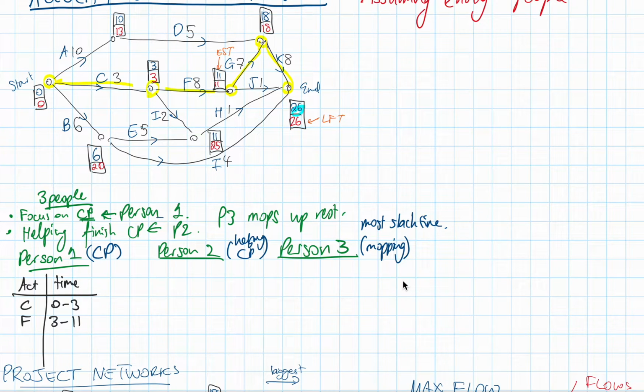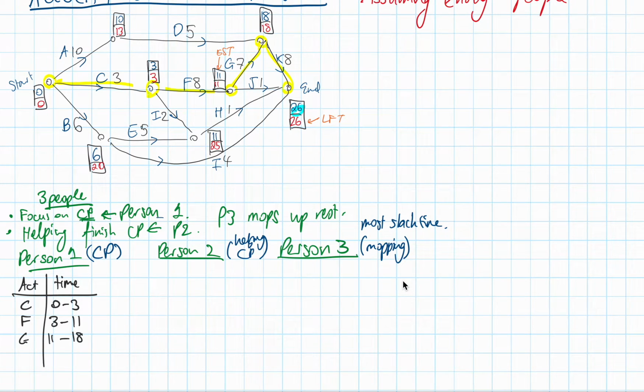You can see also that job G doesn't require anything but job F. Therefore, this person can go straight into job G. So that's going to be 11 to 18 hours, because job G takes 7 hours, right? Next, we can see that job K requires both D and G.